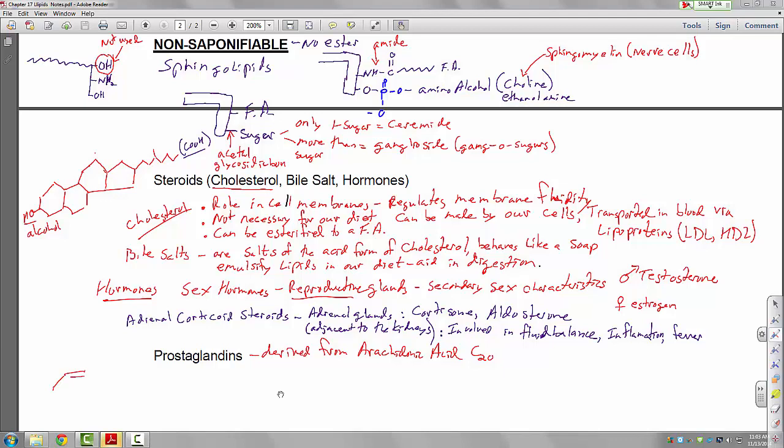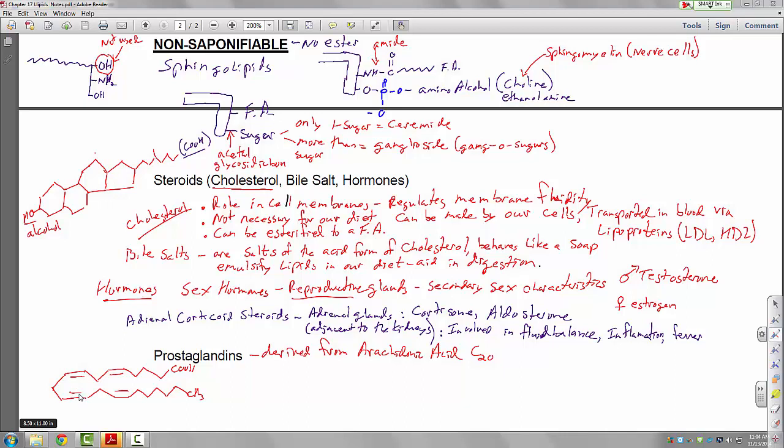Double bond here, 3, 4, double bond, 6, 7, 8, 9, 10, 11, 12, 13, 14, 15, 16, 17, 18, 19. I don't know if I counted that right, but something close to that. Okay, so it has this shape, usually drawn in this fashion, where it kind of folds back on itself. Remember, these are cis double bonds. They produce kinks in the molecule.